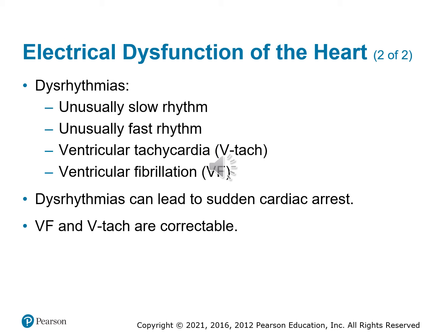A couple other dysrhythmias that you may see or be able to identify are those rhythms that are unusually slow or those that are unusually fast. I've mentioned VTach and VFib, but when we're talking about fast and slow rhythms, you may be able to feel a carotid pulse or auscultate heart sounds. All of these dysrhythmias can lead to cardiac arrest. It's important to hook up your AED and be ready to shock if it is needed. Ventricular fibrillation and VTach are correctable, and these are the patients that you're likely to be able to resuscitate.